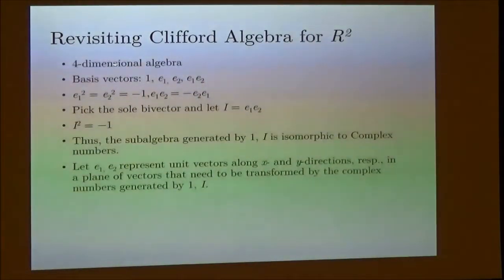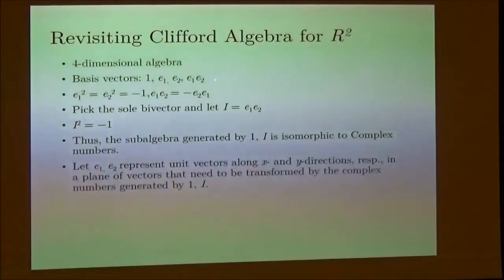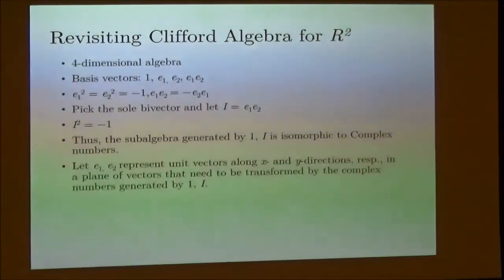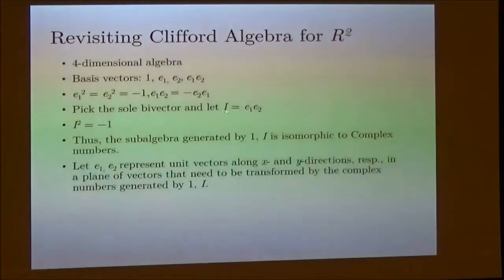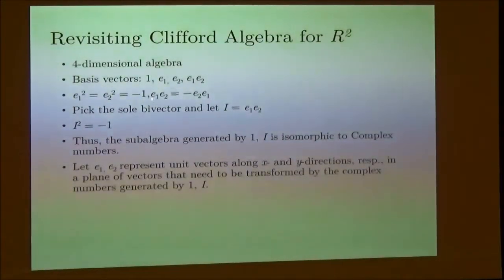So again, for R2, the Clifford algebra dimension is 4. The basis vectors are 1, e1, e2, and e1 times e2. We know that e1 squared is minus 1, e2 squared is minus 1, and these anti-commute, right? So we'll pick the sole basis bivector over here, and we'll call it a unit called I. I'm writing it capitalized to differentiate it from the iota we have for the complex number, but they're both equivalent. If you take I squared, that is e1 e2 multiplied with itself, you get minus 1.